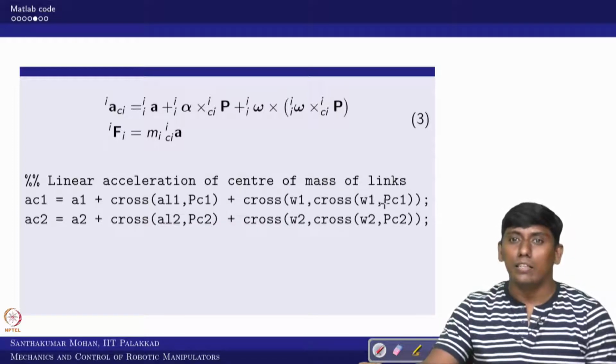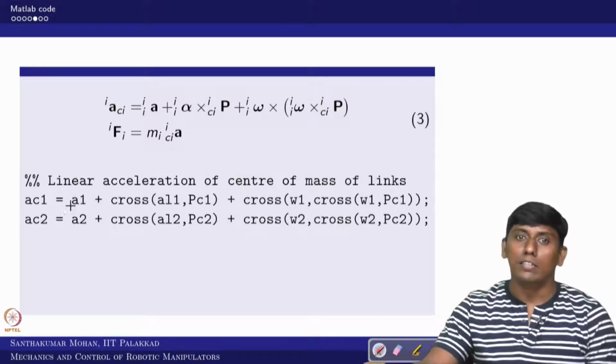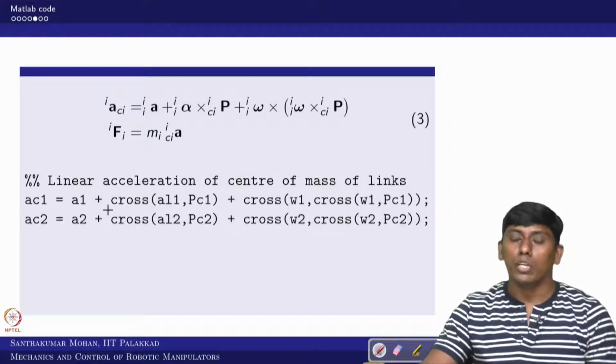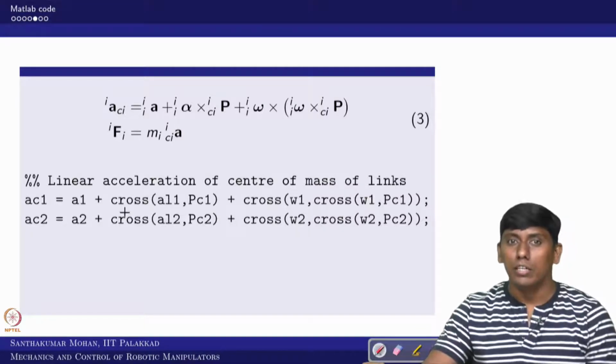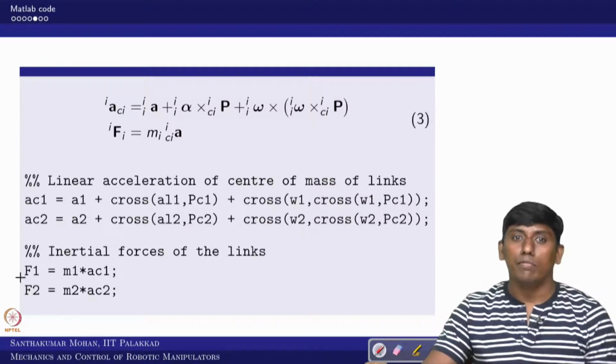Now you can see that omega 1 cross multiplied with PC1 and PC2, similarly alpha 1 cross multiplied with PC1 and PC2. This is going to give a tangential term, this is going to give a radial term, and this is the joint linear acceleration. So it is very clear. Once you obtain the linear acceleration of the center of mass of the links, you can multiply with inertia. Here it is only mass, so that gives the inertial force. That we have obtained.